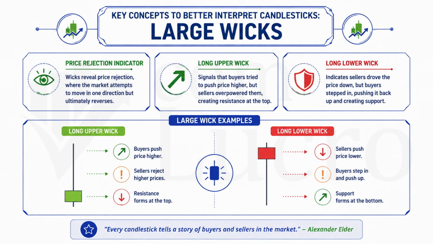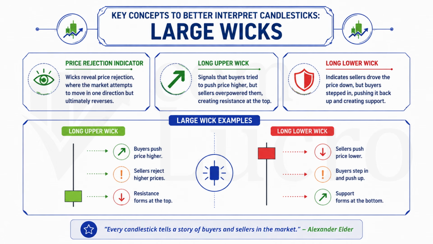Next, let's talk about large wicks. Wicks, or shadows, are just as important as the body. They reveal price rejection, when the market tries to move one way, but ultimately reverses. A long upper wick, for example, shows that buyers tried to push higher, but sellers overpowered them, creating resistance. Likewise, a long lower wick shows that sellers pushed price down, a buyer stepped in and drove it back up, signaling support.